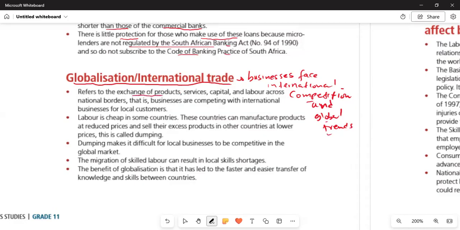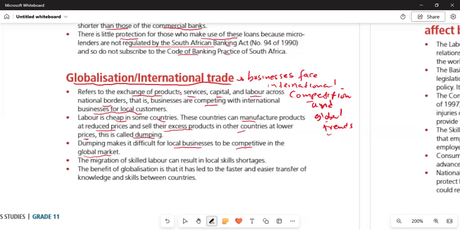This refers to the exchange of products, savings, capital, or labor across national borders. That is, businesses are competing with international businesses for local customers. Labor is cheap in some countries, so these countries can manufacture products at reduced prices and sell their excess products in other countries at lower prices. This is called dumping. Dumping makes it difficult for local businesses to be competitive in the global market.